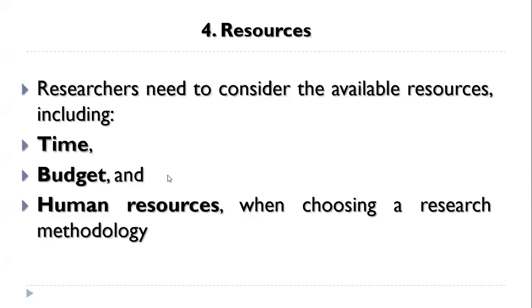So researchers, in terms of resources, you need to consider the available resources that you have. One of them is time. Second is your budget. The third one is your human resources, because these three things will influence your research method, so that you can tell which research method you want to do based on your time, the budget, and the human resources. So we'll look at them one after the other. We are almost wrapping up. We're almost in the final phase of this presentation, so just hold on for a few more minutes.